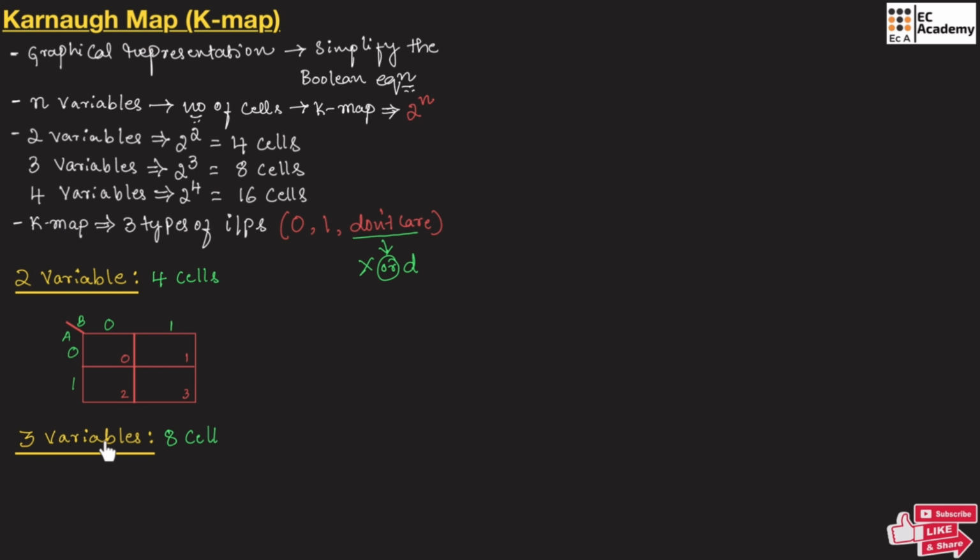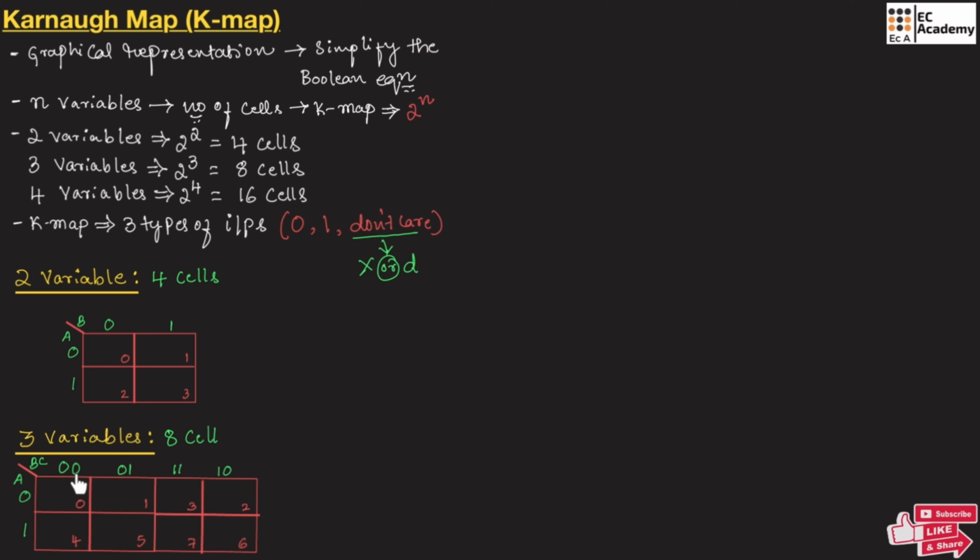If we are having 3 variables, the K-map will be having 8 cells, and this is the representation of K-map for 3 variables. So we can write A here and then we can write B and C. Corresponding to A, we can write 0 and 1, and corresponding to B and C, we can write 0, 0, 0, 1, and next we need to write 1, 1 in place of 1, 0, and then we need to write 1, 0. So this you need to remember. First you need to write 0, 0, then 0, 1, then 1, 1, and 1, 0.